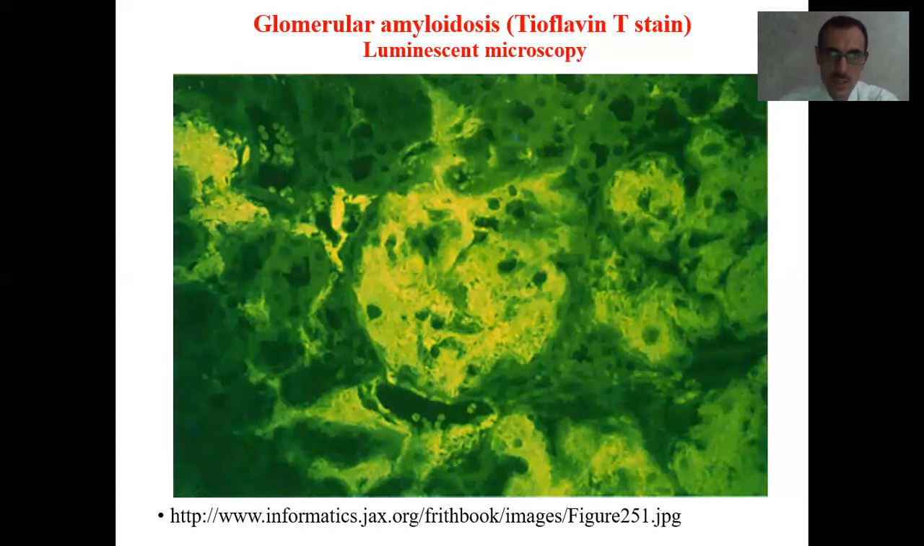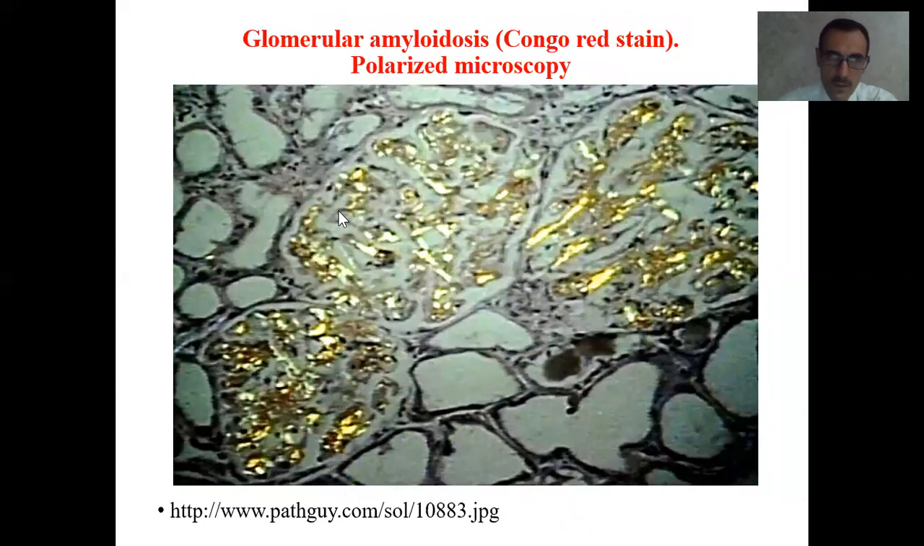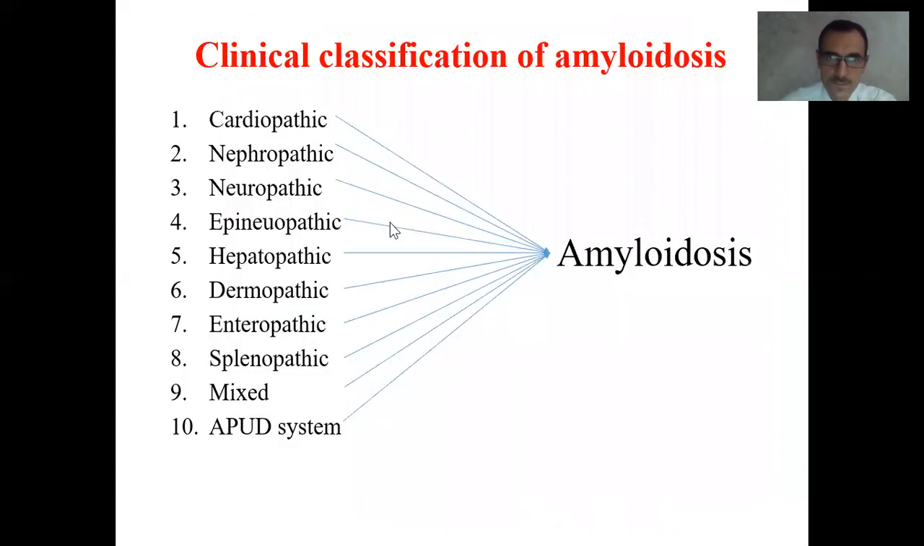Here we use the thioflavin T stain, and by luminescent microscopy we can easily find the amyloid depositions here. Or polarized microscopy after the Congo red stain. These greenish, goldish structures show the accumulation of the amyloid deposition.